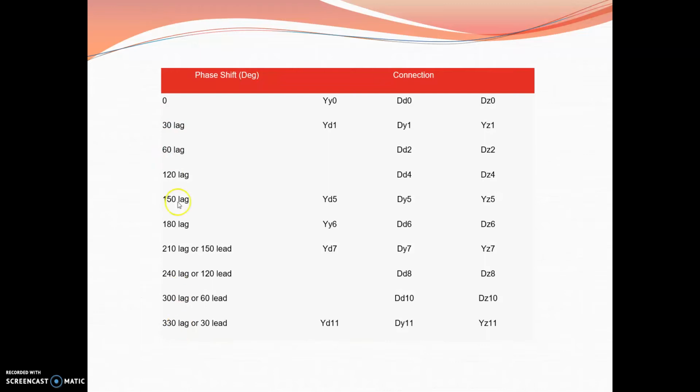The following cases can be covered: 0 degree, 30 degree, 60, 120, 150, 180, 210, 240, 300 and 330. In your syllabus you basically have to cover 0 degree, plus or minus 30 degree and 180 degree with respect to primary and secondary connections.